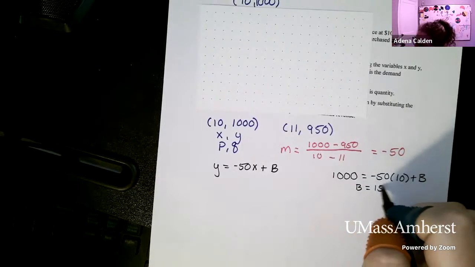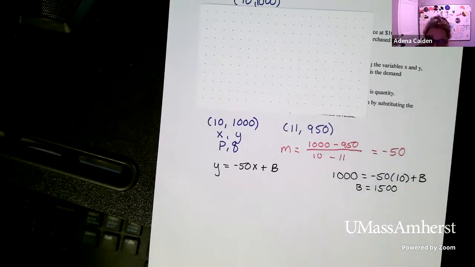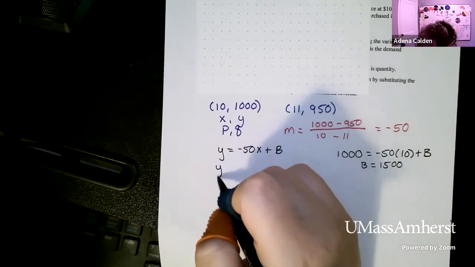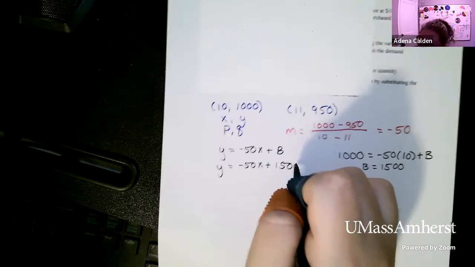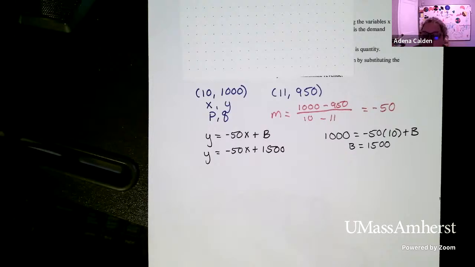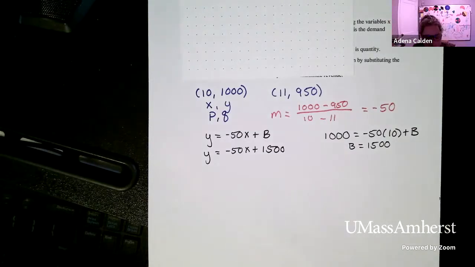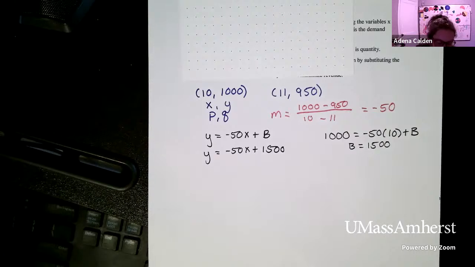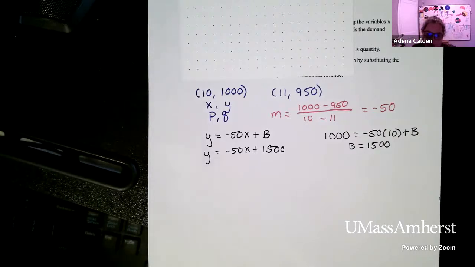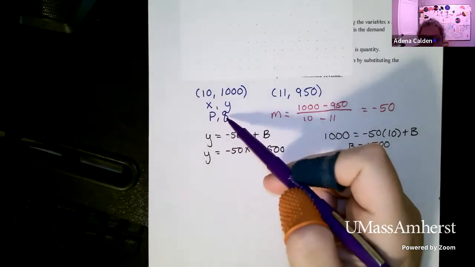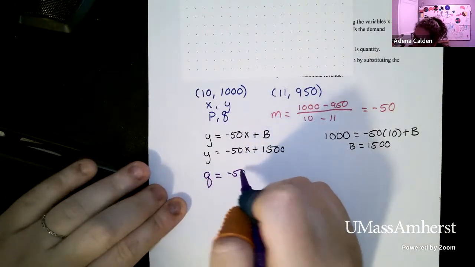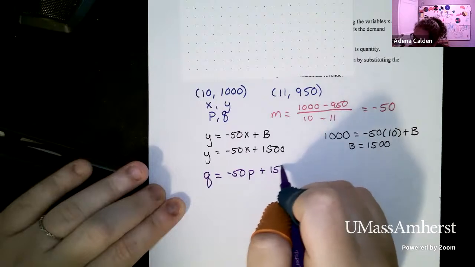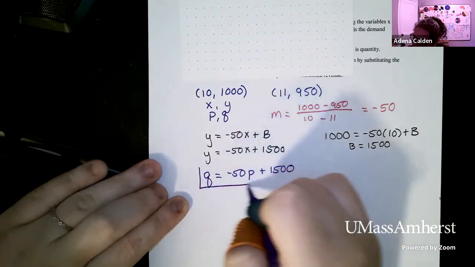And I get b equals 1,500, which means that I now have y equals negative 50x plus 1,500, right? So we find the equation of the line in general, and now we want to convert it to match up with the right variables, which means that instead of an x, I'm going to have a p, and instead of y, I'm going to have q. So I have q equals negative 50p plus 1,500.